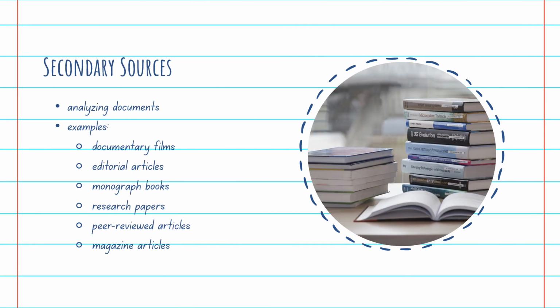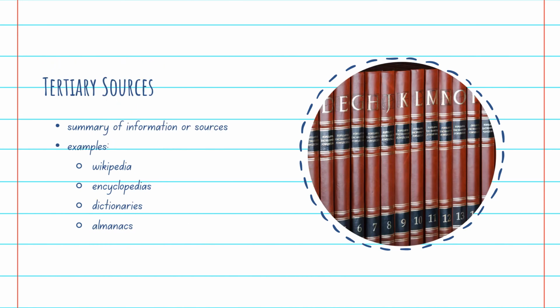Secondary sources are documents written about, analyzing, or otherwise using primary sources. Examples include documentary films, editorial articles, monograph books, which are a specialized study of a subject, and research papers that analyze multiple primary sources, such as your own assignments sometimes. A tertiary source is a collection of primary and secondary sources, such as an encyclopedia or a textbook. A well-known version of a tertiary source is a Wikipedia article.